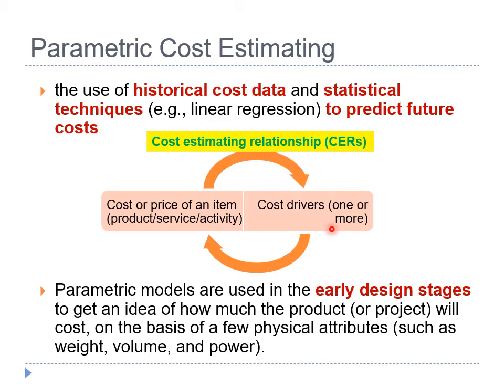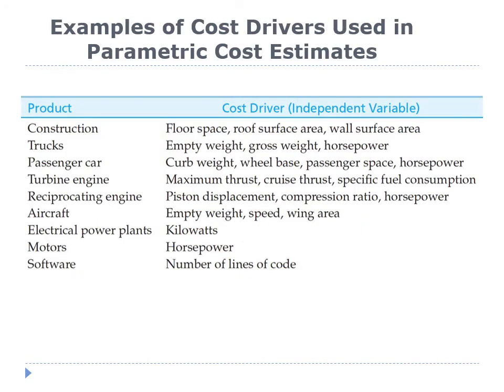These models are used in the early design stages to get an idea of how much the product or project will cost on the basis of a few physical attributes such as weight, volume, and power. The output of the parametric models is used to gauge the impact of design decisions on the total cost. Here lists a variety of products and the associated cost drivers. For example, the cost drivers for a reciprocating engine are the piston displacement, compression ratio, and the horsepower, whereas the cost driver for electrical power plants is kilowatt.